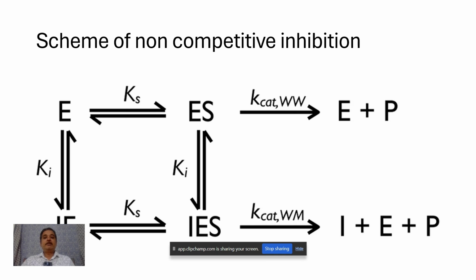So this is the scheme of non-competitive inhibition. It's a closed scheme. On the left hand side, we can see enzyme binding with the substrate forming ES complex, and it can bind with the inhibitor also forming EI complex. And both ES as well as EI complex can bind with the inhibitor or the substrate forming IES or ESI complex, which is inactive. So this is a closed scheme of non-competitive inhibition.